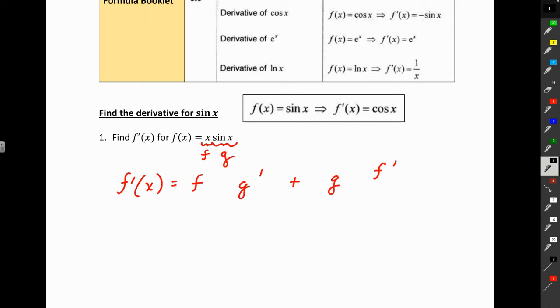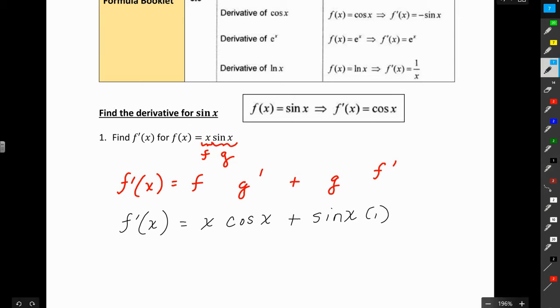And we'll just fill in underneath that. f is x, the derivative of sine of x is cosine of x, and the derivative of x is just 1. And that's it.